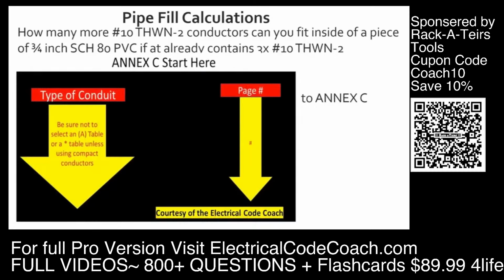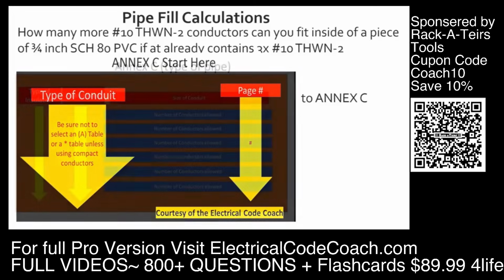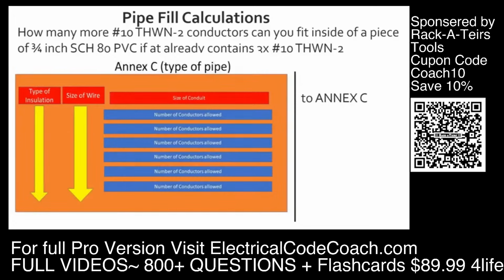When we get to Annex C at the Start Here table, we're going to start on the left-hand side until we find our type of conduit. Then we're going to verify that we're not in the A version of that conduit. We're going to slide over and find our page number. Then when we get to the table, we're going to read the black bold heading to make sure that we're in the right table. We start on the left-hand side and we find our insulation type. Then we find our wire size. Then we come across the top and find our conduit size.